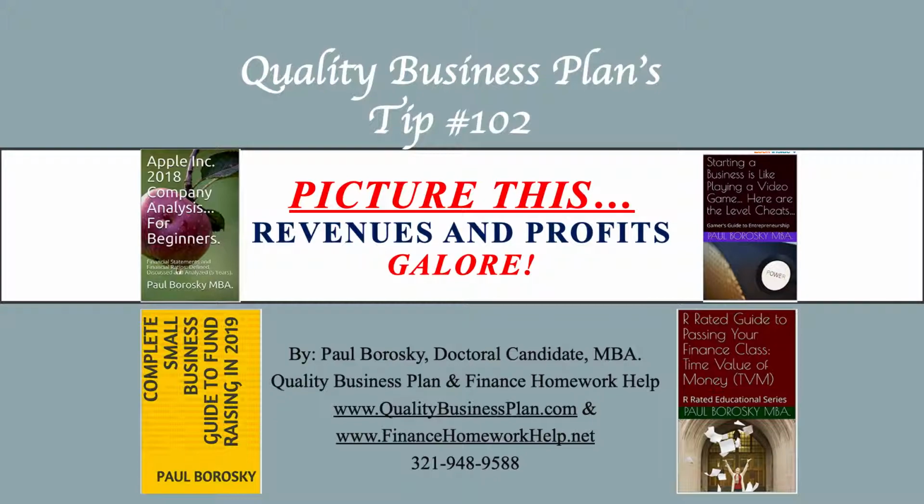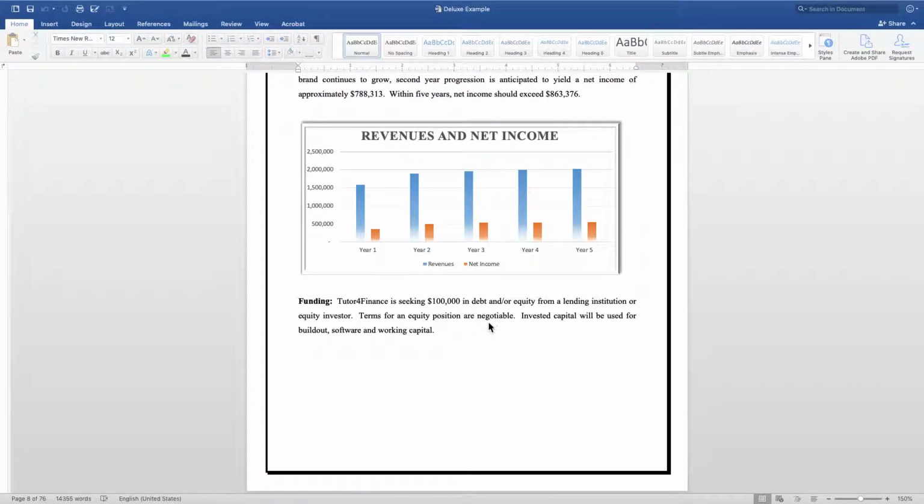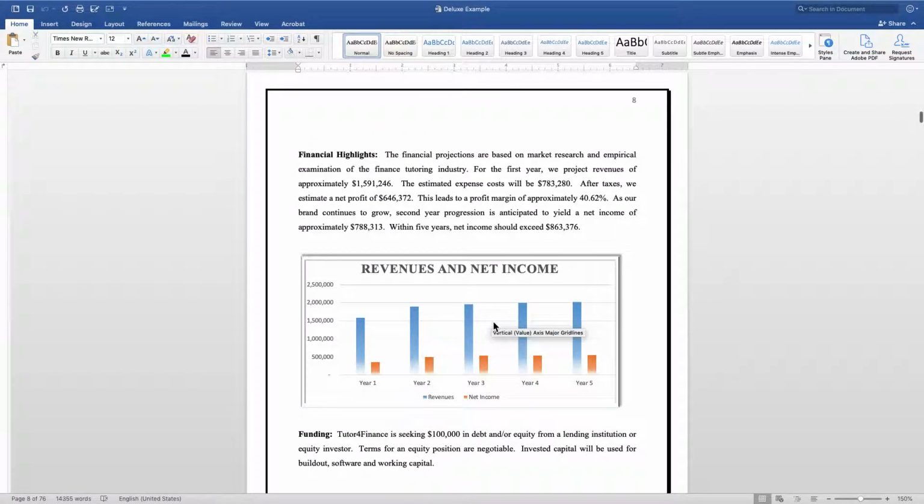All our business plan writers, tip number 102, which is: picture this, revenues and profits galore. And what I mean by this is when you write a business plan, make sure to put some graphs in there that are going to show your revenues and your net income. And so for this video, what I want to do is show you all how to make this graph in Excel. So without further ado, let's dive into it.